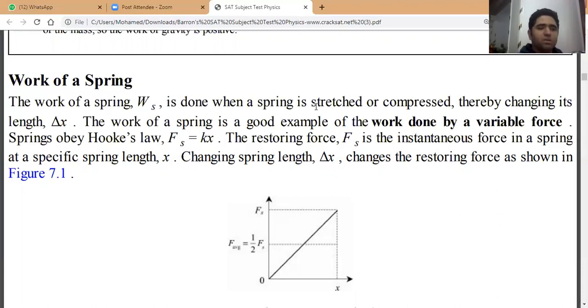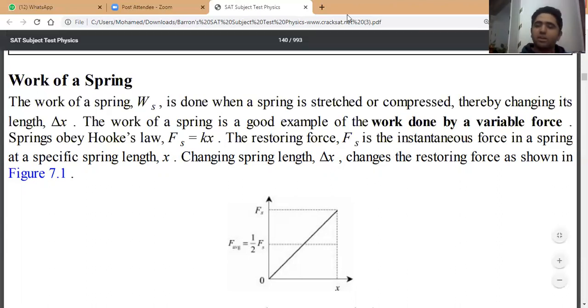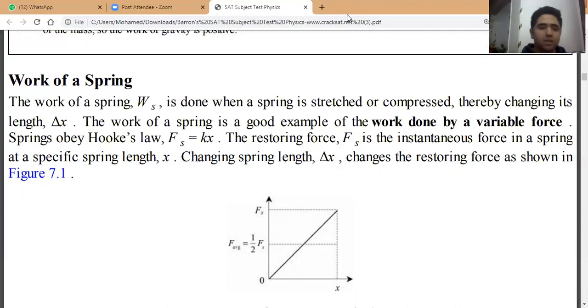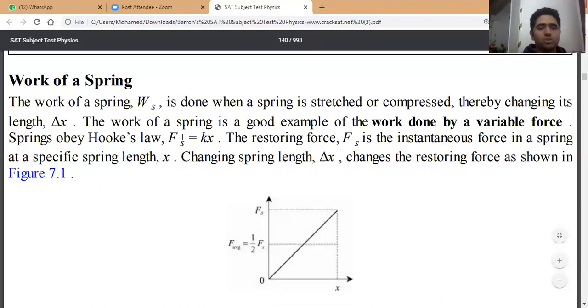Well, that is right. The work of a spring is a good example of the work done by a variable force. What is variable force? Variable force is force that is changing. So the force is changing. That is why when we do work with a variable force, we bring the average force instead. Springs obey Hooke's law, where the spring force is kx. The restoring force Fs is the instantaneous force in a spring.